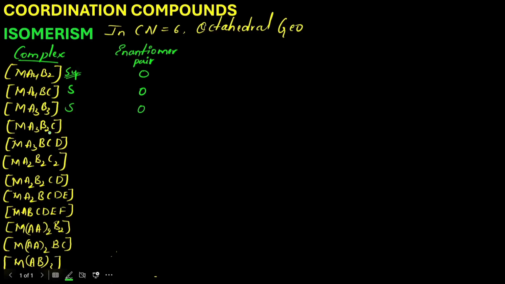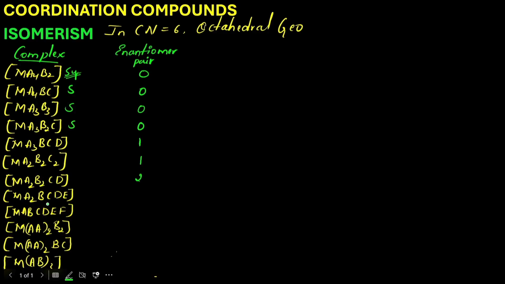And coming to MA3B2C, here also symmetry is possible. Therefore, enantiomer pair is 0. Next, coming to MA3BCD type of complex, the enantiomer pair will be 1. And next one is Ma2B2C2. Here also enantiomer pair will be 1. And coming to Ma2B2CD, here the enantiomer pair will be 2.